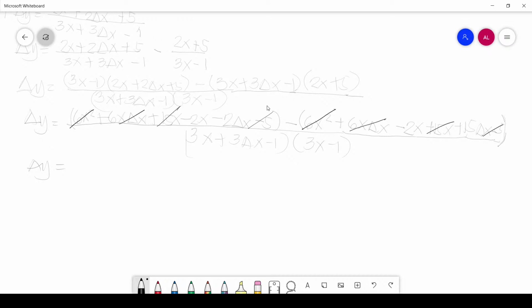Canceled pala. Tama, negative 2x and negative 2x. Okay, so ang masasalin natin is negative 2 delta x and negative 15 delta x. So that is negative plus negative, that is negative 17 delta x. Diba?